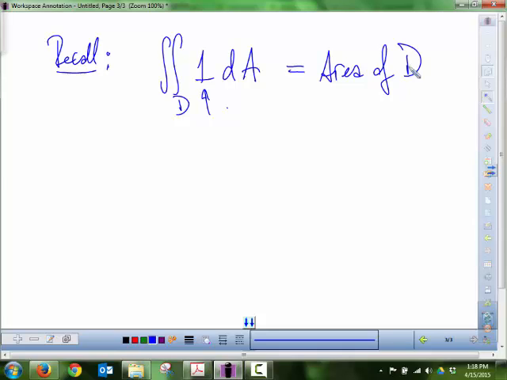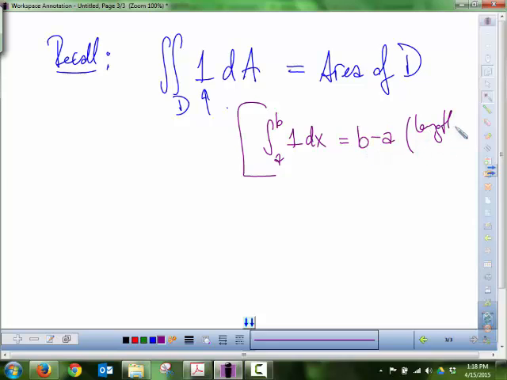And this is silly to think of, but we can even go backwards. If we integrate from a to b of 1 dx, then this is equal to b minus a, which is the length of the interval a to b.